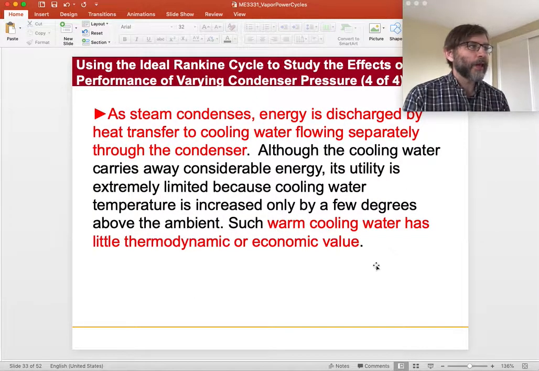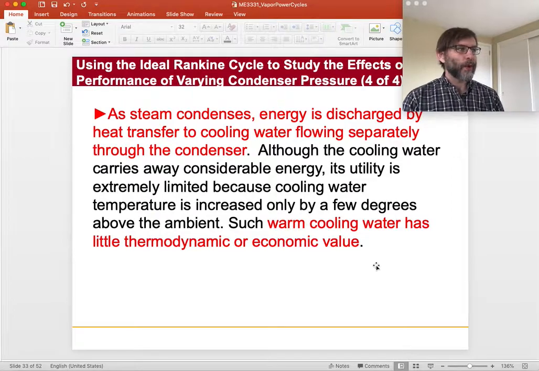As steam condenses, energy is discharged by heat transfer to the cooling water flowing separately through the condenser. Although the cooling water carries away considerable energy, its utility is extremely limited, because cooling water temperature is increased by only a few degrees above the ambient. So such warm cooling water has little thermodynamic value. We say that it has low availability. It means it has heat, but not very good quality heat.